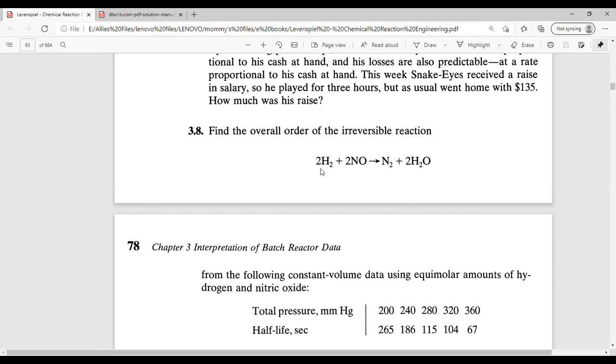So you're starting with an initial concentration of hydrogen and nitric oxide, which are said to be equal. Now, what is interesting about this problem is Levenspiel did not even give us a sample problem on how to deal with empirical data based on total pressure. So you have here half-life and you have here total pressure. But in the set of methods that you can use in determining the rate expression, this particular method, the half-life method, is part of it.